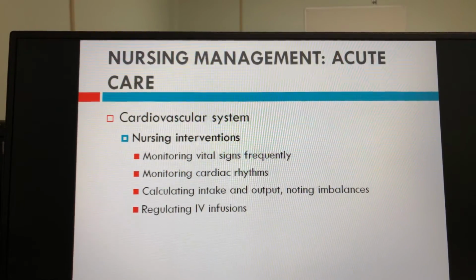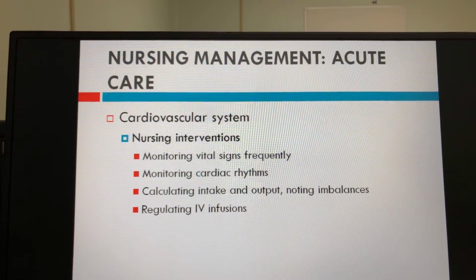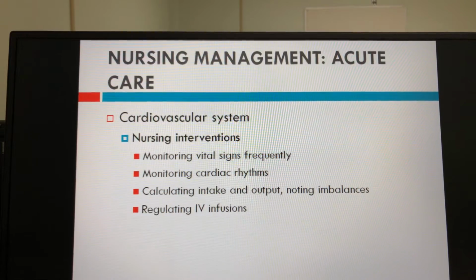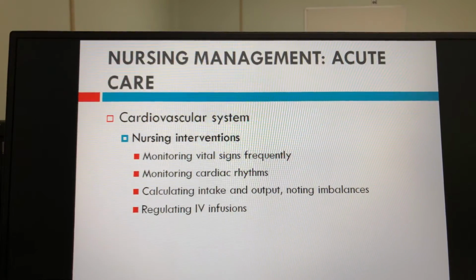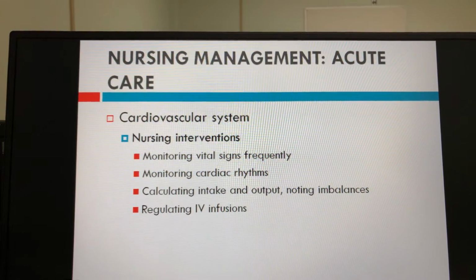Nursing interventions for the cardiovascular system. We're going to monitor vital signs frequently, monitor cardiac rhythm, calculate intake and output, looking at the imbalances. Did they have more in than out, and vice versa, and regulating any IV fluids based on urine output.